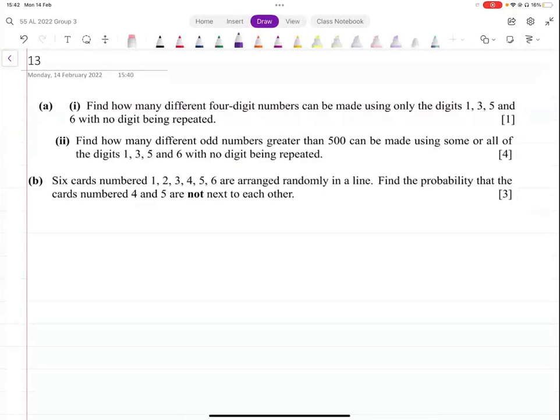So we are asked to find how many different four-digit numbers can be made using only the digits 1, 3, 5, and 6 with no digit being repeated. That's a one-mark question. That should be pretty quick. You can just write it down in a single line. What do you think it's going to be?